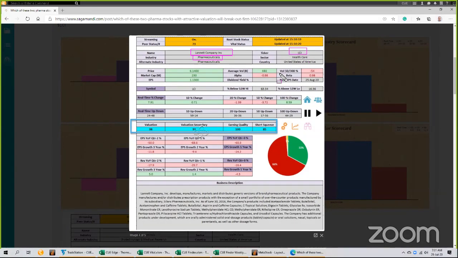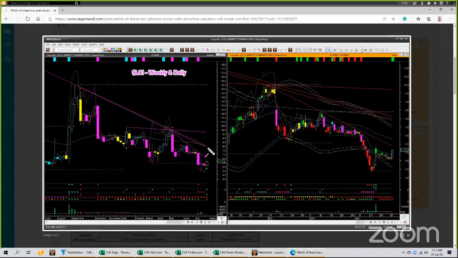The next stock also in pharma industry, Lannett, LCI, great fundamentals again. Everything is in valuation, secondary valuation, earnings quality, short squeeze. Earnings growth is negative, that is fine. We don't expect a stock to be undervalued and high earnings growth at the same time. LCI also has great fundamentals and it is also about to break out, both from the weekly memory resistance, at which point it will also create a false downside breakout, and about to break out of the daily memory resistance as well. I'm watching both of these stocks.